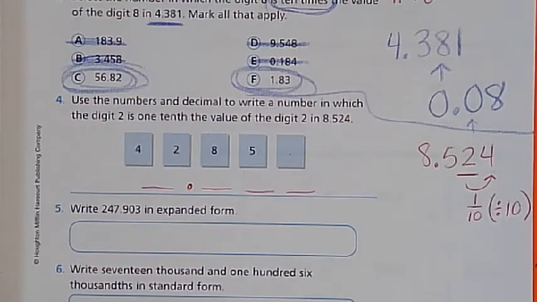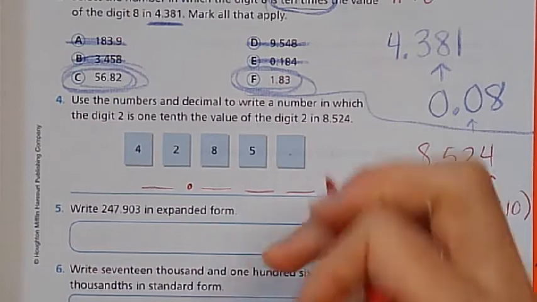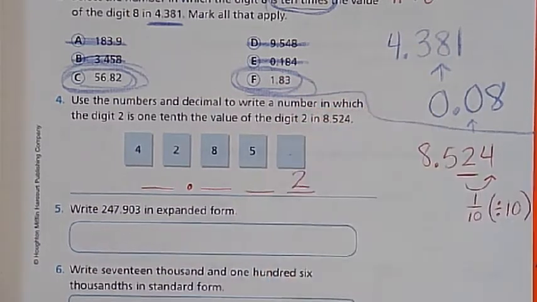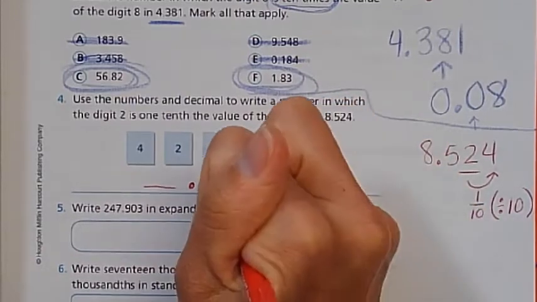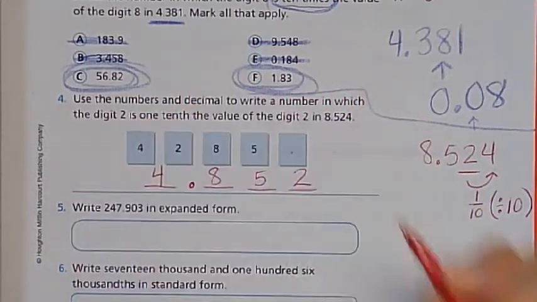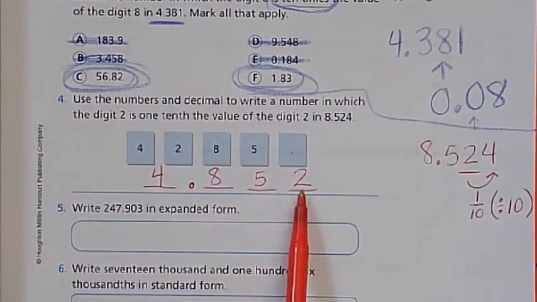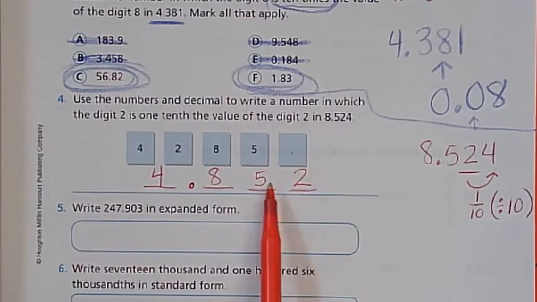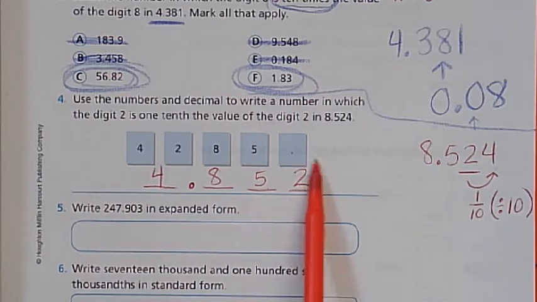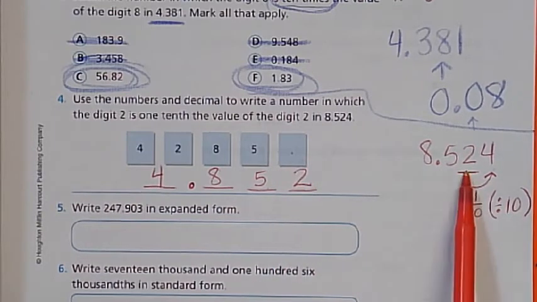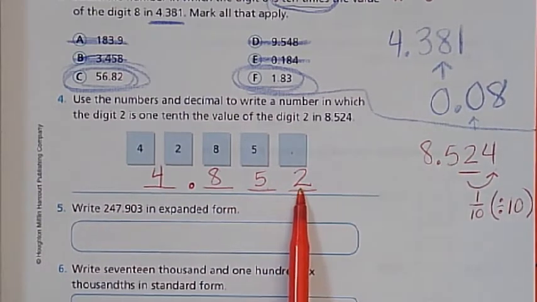It says use the numbers and a decimal to write a number in which the digit 2 is 1/10. So I know I need the 2 here, and then the rest I can put wherever I want. So I'm going to put 5, 8, 4. So the 2 is 1/10 the value because it's 1 place to the right, which is 1/10 as small, or we divided this 2 by 10 and got it in the thousands place.